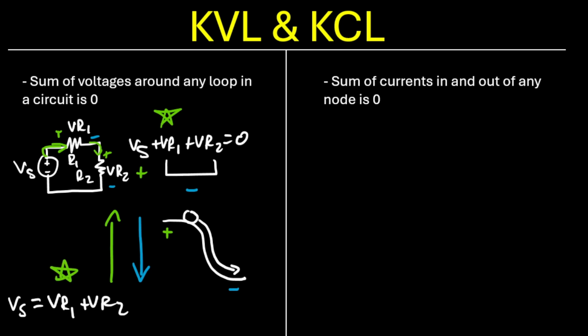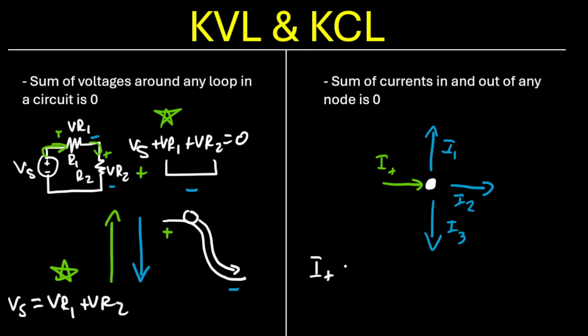Okay? Now KCL, or Kirchhoff's current law, states that the sum of currents in or out of any node is zero. So if we have a node here with currents going out like this, and this, and we'll label that I1, I2, and I3. And then we've got current going into the node, IT. KCL states that IT equals I1 plus I2 plus I3.